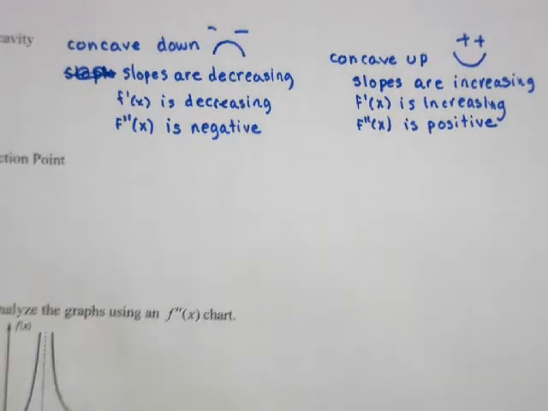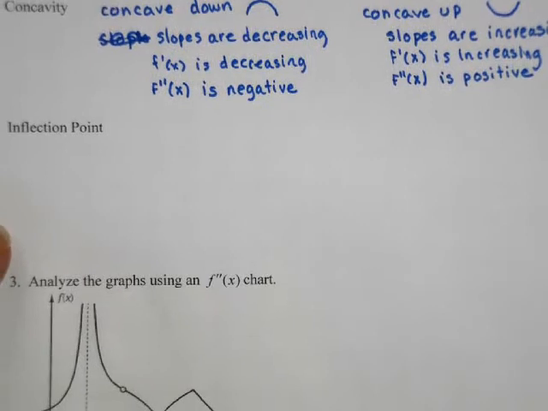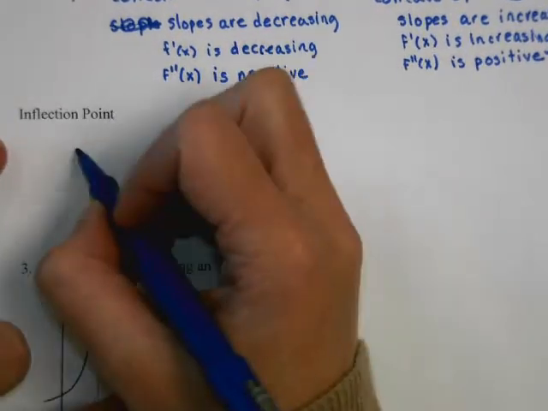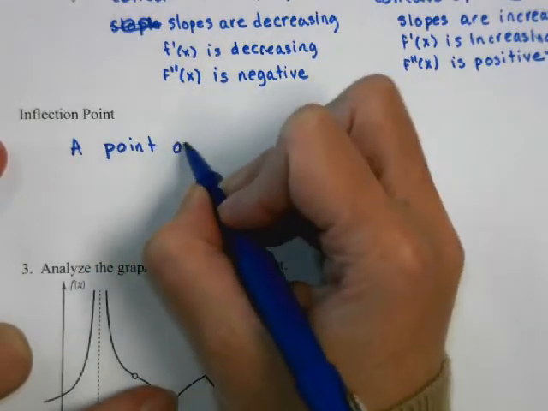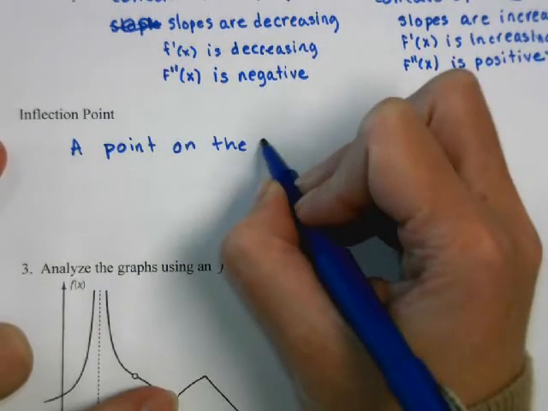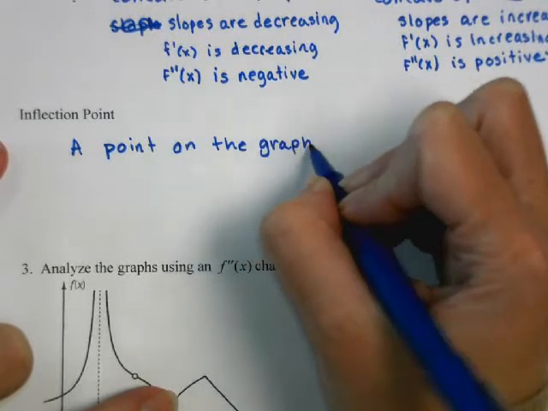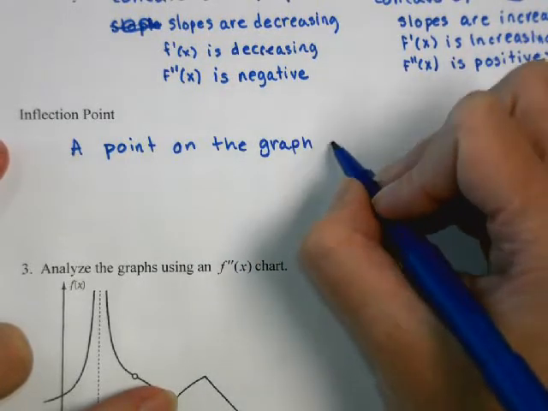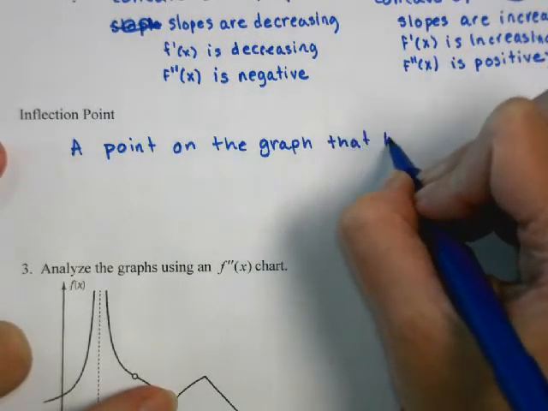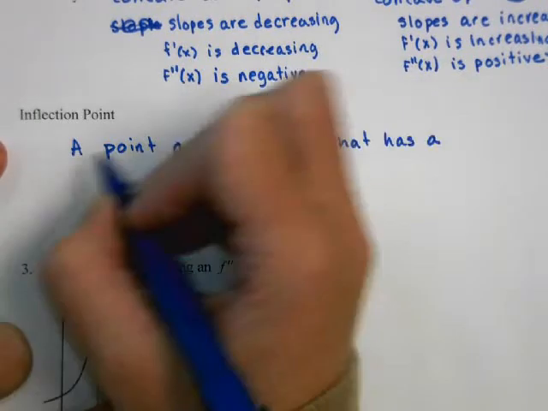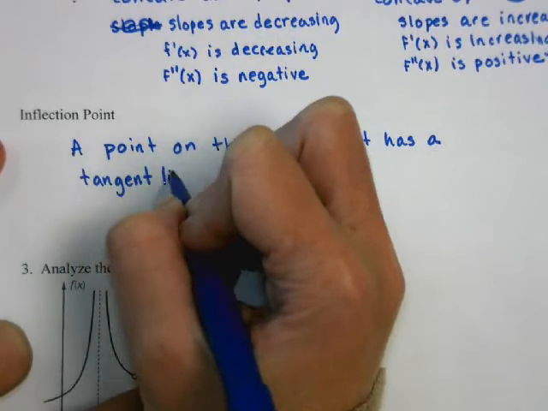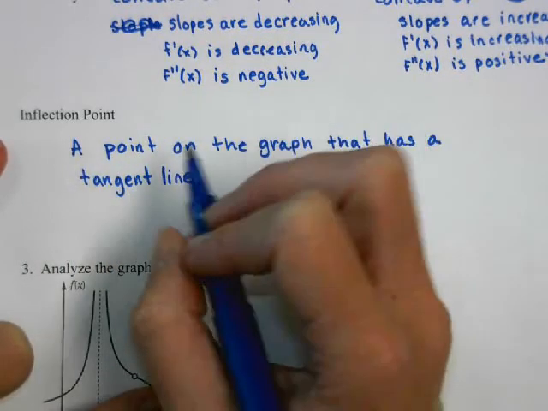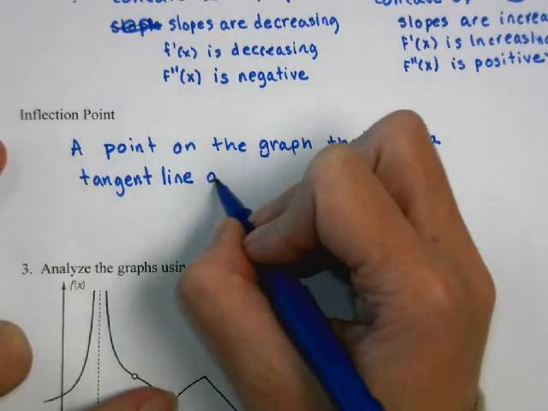An inflection point is a point on the graph that has a tangent line and the concavity changes.